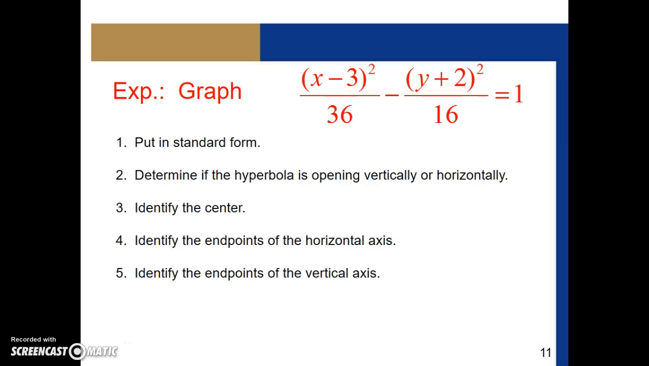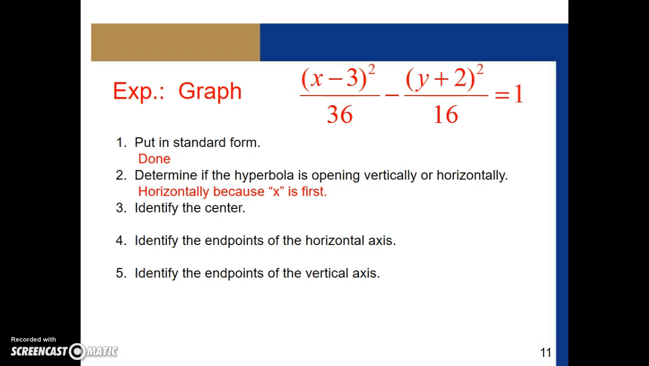Here is a specific hyperbola. It's the quantity x minus 3 squared over 36 minus the quantity y plus 2 squared over 16, and that equals 1. So step 1, put it in standard form. Well, it's given to us in standard form, so we're good to go. Determine if the hyperbola is opening vertically or horizontally. Well, the x term is the positive term. It's the first one that's listed, so that tells us that it opens horizontally. It opens right and left.